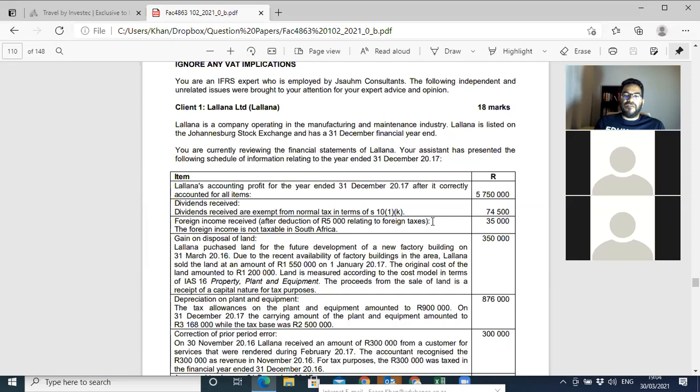Why? South Africa is never taxing you, so they're never going to tax you at 40 times 28%, yet you have been taxed at whatever percentage gives you 5,000 Rand. Hence, the difference between what you actually have been taxed and what you should have been taxed is a permanent difference. So please take note of that. We will iron it out when we actually tackle the question.